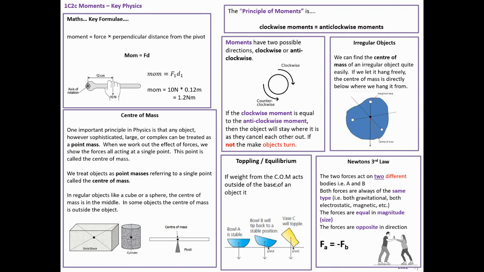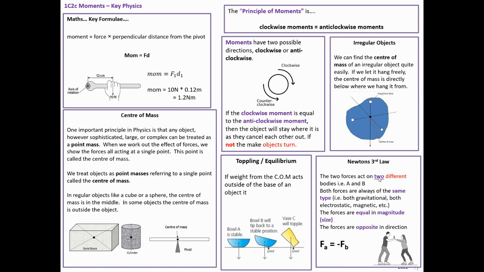Toppling or equilibrium: the weight acts from the center of mass, and so if it's within the base, it will be stable and it will then tip back to its original position. But if the line of action of the force acts outside of the base, it will topple over. And then we also need to have another look at Newton's third law.